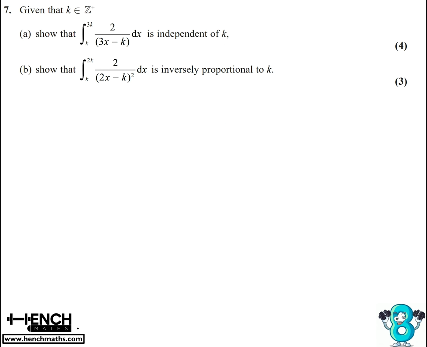In question 7b, we need to show that the integral of 2 divided by (2x subtract k) all squared with respect to x between the limits 2k and k is inversely proportional to k. So inversely proportional, let's remind ourselves from GCSE maths, what does inverse proportion mean? So if, for example, a was inversely proportional to k, we would say a is proportional to 1 over k. And then you could turn that into an equation by bringing in a constant. We actually normally use k, so if I use c, we could say it's c over k. Or you could say it's maybe c multiplied by 1 over k. So if we can get an answer in this sort of format, then we will have shown that.